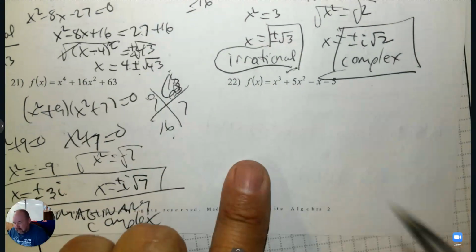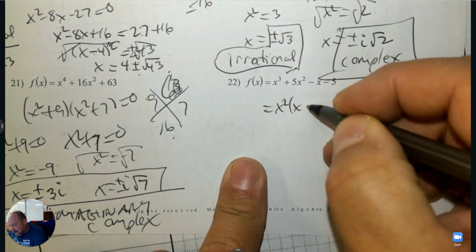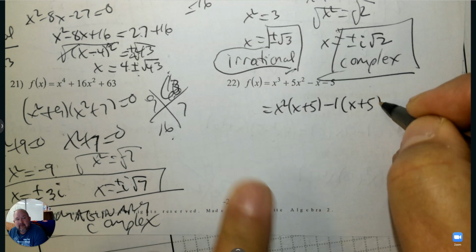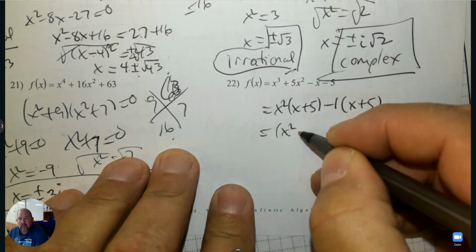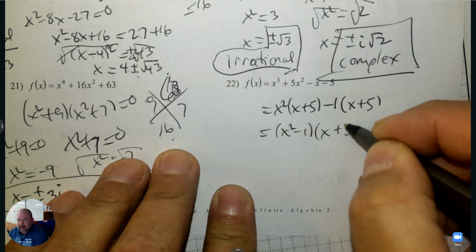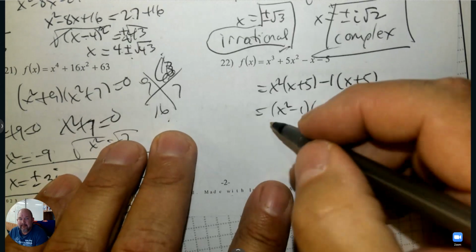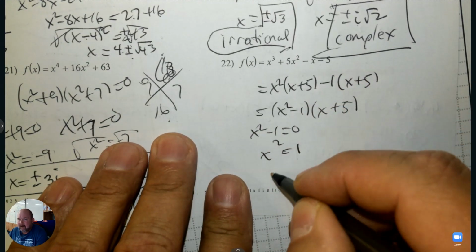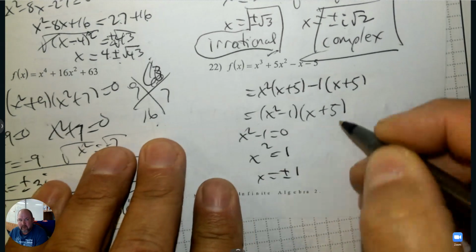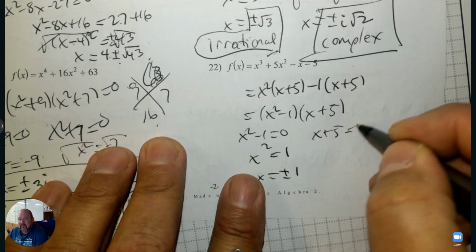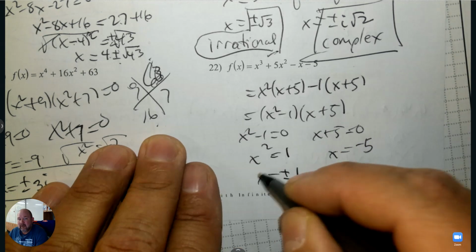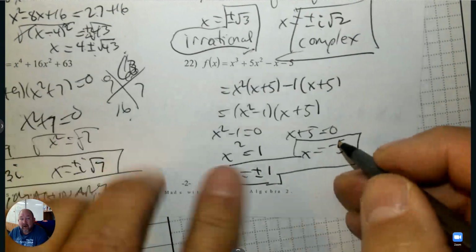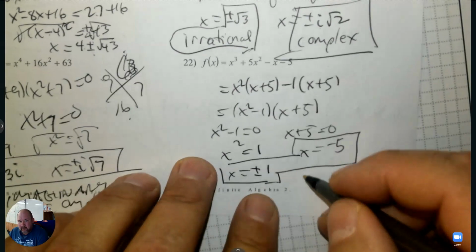Here, this one feels like I can group it. So the first two, I'm going to factor out an x squared. The next, I'm going to factor out a -1. And then I have x squared minus 1, and I have x plus 5. So if I make it equal to 0 and I solve it, I get positive and -1. Here, if I solve it, I get -5. Every one of these, positive and -1 and -5, all of them are rational.